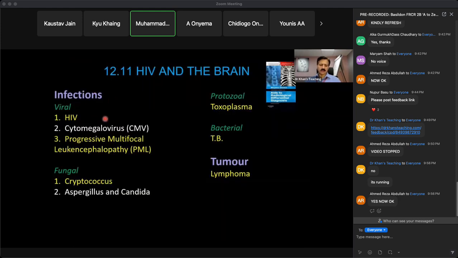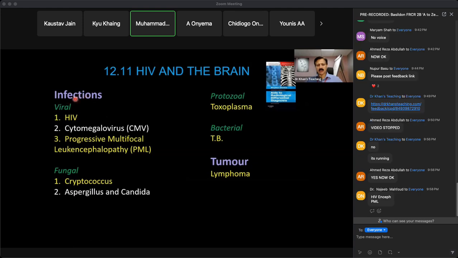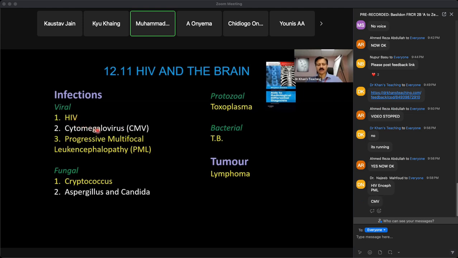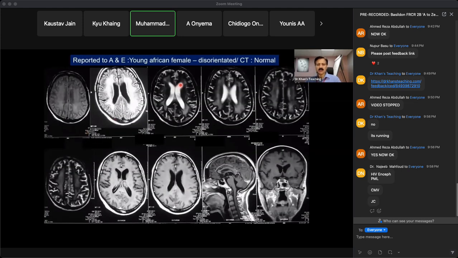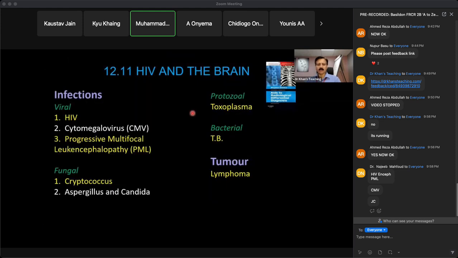Now, this differential also tells you what kind of things you should remember in HIV. There is infection and tumor. As far as infection is concerned, there can be HIV encephalitis. There can be CMV encephalitis. The point to remember is that both of them will have what we call dirty white matter. This is dirty white matter. So the whole of the white matter has got this kind of confluent finding.